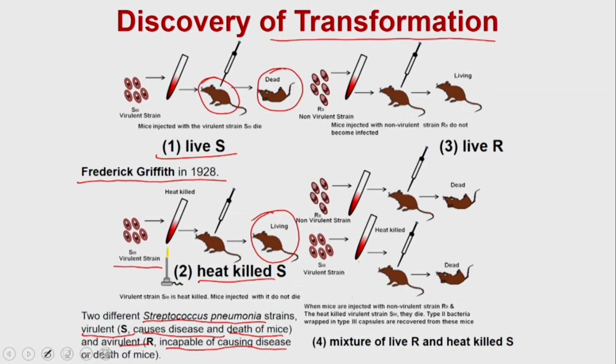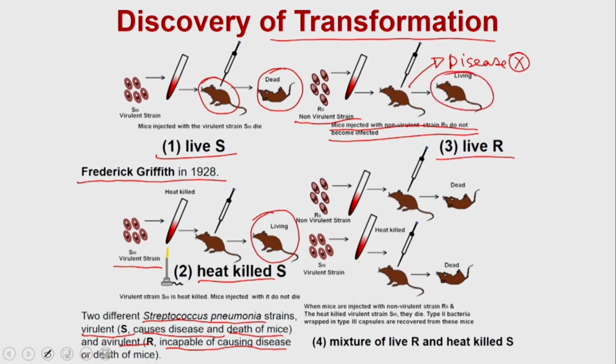In the third set of experiment, he has taken the live avirulent strain or the R strain, and since these are non-virulent strains, when injected into the mice, what he could find is that these non-virulent strains are not developing the disease, and since they are not developing the disease, these mice also survived.